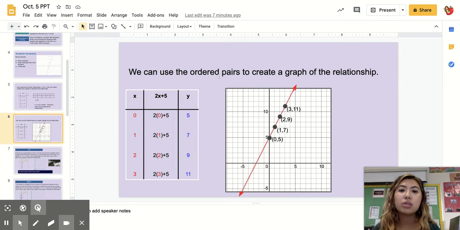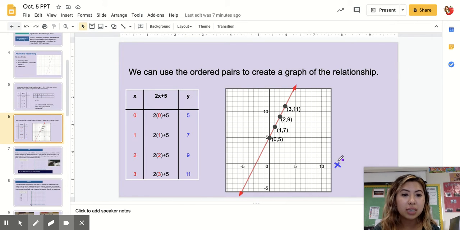So we can now use the ordered pairs to create a graph of the relationship. On our x-axis, each of the units is being counted by 1. So we have 1, 2, 3, 4, 5, 6, 7, 8, 9, 10. And our y-axis is also being counted by 1. So we have 0, 1, 2, 3, 4, 5, 6, 7, 8, 9, 10. And so we're going to graph (0, 5). So we start on our origin and we move 5 units up.